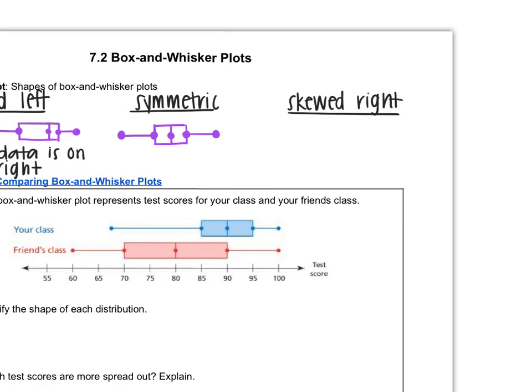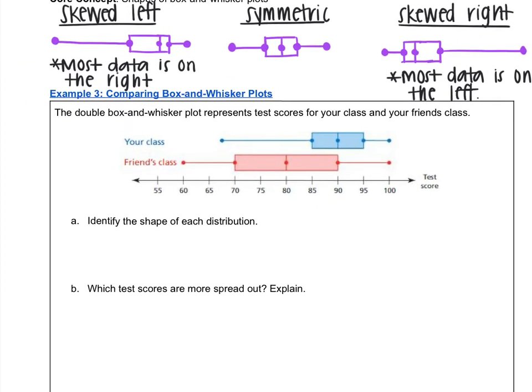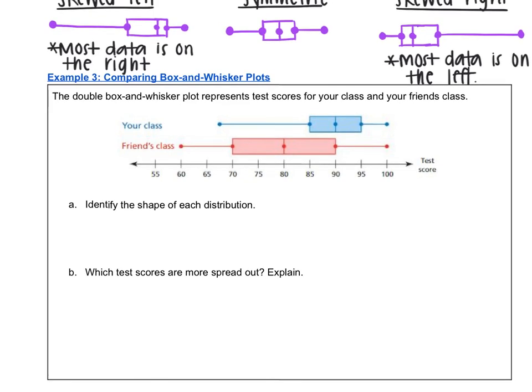And then our last option is skewed right, which means we have a longer whisker on the right. And if the longer whisker's on the right, that means most data is on the left. So now let's take a look at example 3 and answer some questions about this. So take a minute to pause here and write this down if you need to. And then we'll go ahead and do this.